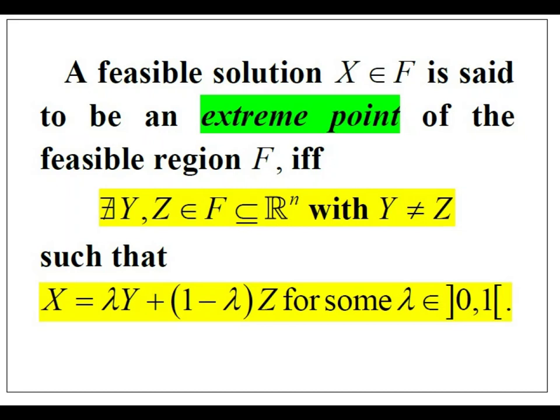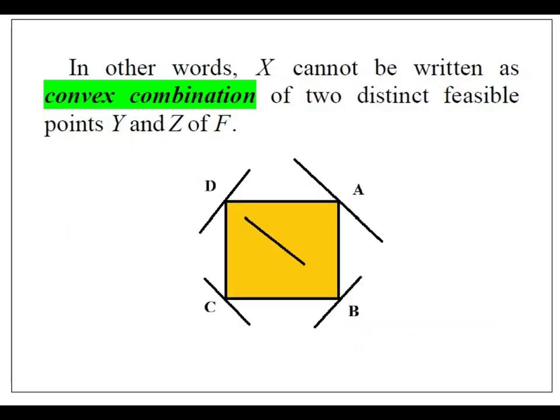A feasible solution x is said to be an extreme point of the feasible region if and only if there do not exist y and z in F with y not equal to z such that x is equal to lambda y plus (1 minus lambda) z for some lambda in the open interval 0 to 1. That is, if the feasible solution cannot be written as a convex combination of two distinct feasible solutions, then it is known as the extreme point or corner point of the feasible region.